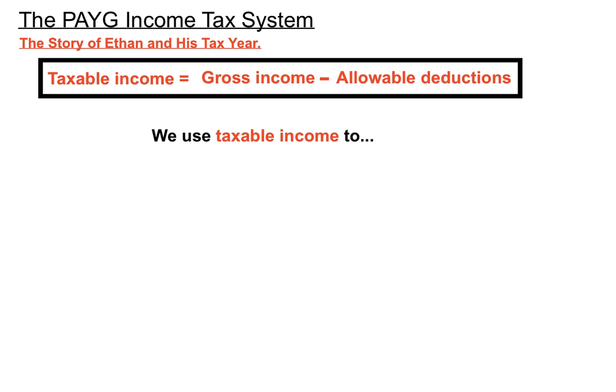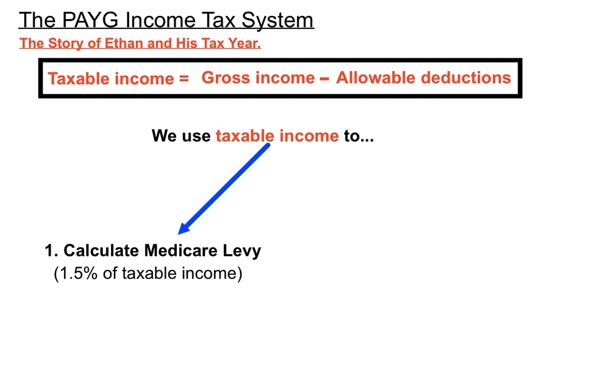Alright, so we use that taxable income in two ways at tax time. One, we have to calculate what's called a Medicare levy, and this is a levy charged by the government to cover the health system in Australia, so that when you go to the doctor you don't have to pay the full amount. Some of that comes from taxes you've already paid or your parents have paid along the way. And the way we calculate the Medicare levy, I'll show you an example in a minute, but it's 1.5% of taxable income.